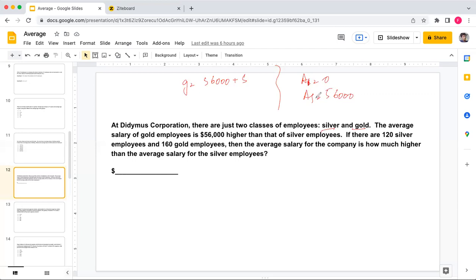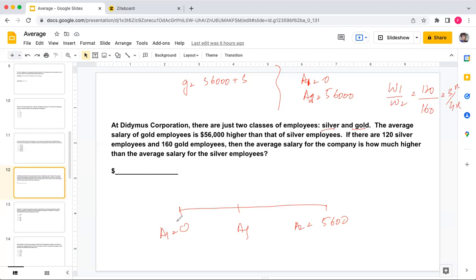Let's call this A1 and this A2. So A1 is 0, A2 is 56,000. This is A1, this is A2, and AG must lie somewhere between. So what is W1 over W2? 120 for silver and 160 for gold. This is 3 by 4. Are we going to write it as 3x over 4x?